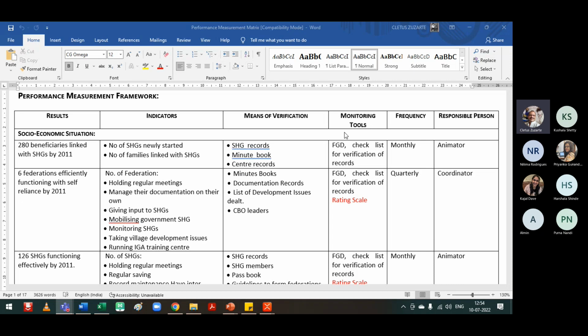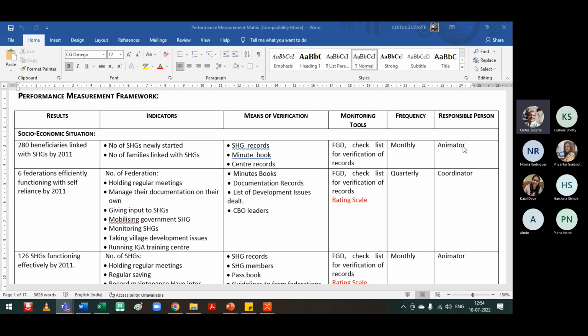Okay. And what is the monitoring tool? You can have a checklist. Or you can also have a survey document. Like when I was telling you a little bit earlier, you could have a survey tool that you could also use wherein you collect data. The animator, here I put animator, you could also have the program coordinator depending upon the level at which you would like to monitor it at the grassroots.